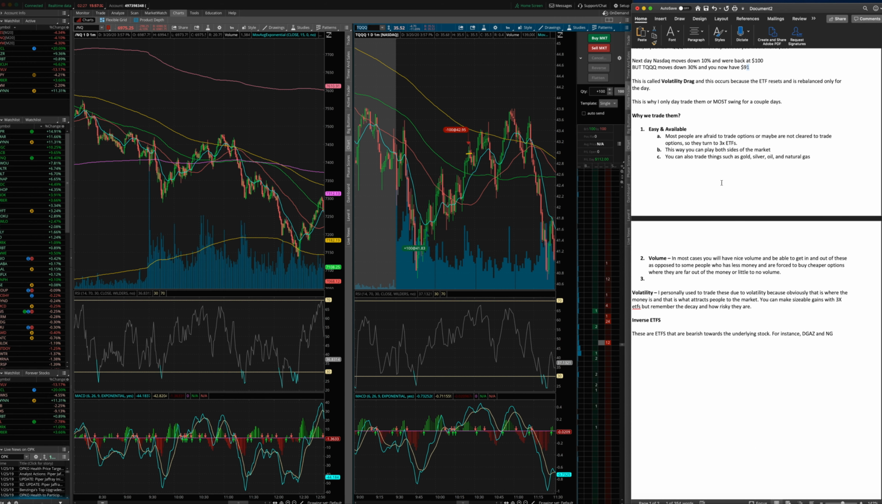In most cases, you're going to have great volume in these triple leveraged ETFs, and you'll be able to get in and out of these trades, as opposed to sometimes when you start options trading and you don't have a lot of money, you're kind of forced to buy cheaper options that are so far out of the money, that's why they're cheap, and then they end up having little to no volume. So even if you're up 100, 200, 300%, and I've had this happen to me plenty of times, there might not be anyone there to buy it. Or the bid and the ask will be so far apart that if you want to actually get out of the trade, you're not going to be able to sell it for what you want to sell it for.